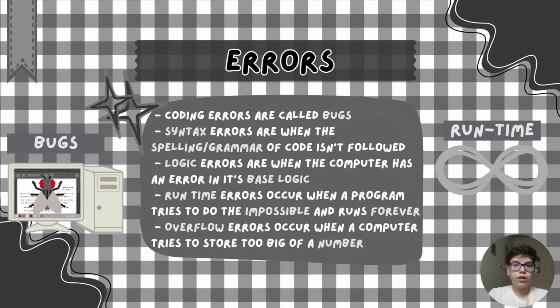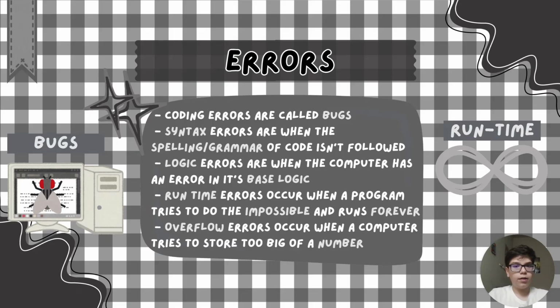So just so you know, all coding errors are called bugs. And solving those errors is called debugging, but we'll get into that with the next slide. First type of errors that you need to know are syntax errors, and this is when the spelling or the grammar of the code isn't followed. What I mean by that is you typed in a keyword wrong or you forgot to put a quotation mark. These aren't a problem with the code itself, it's more that you made a mistake while typing it.